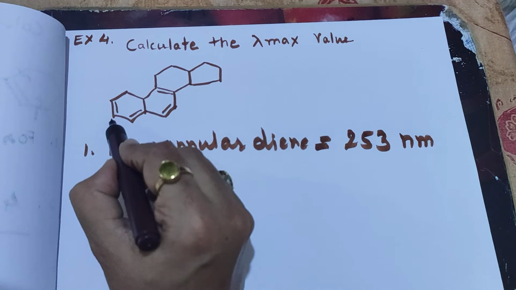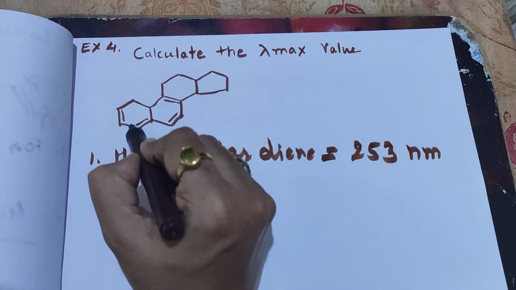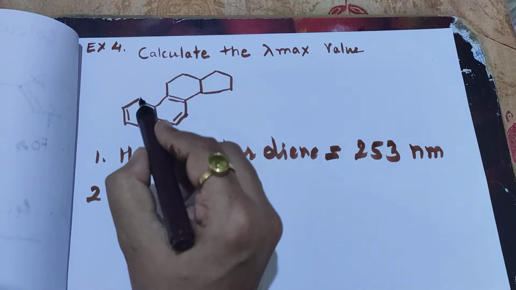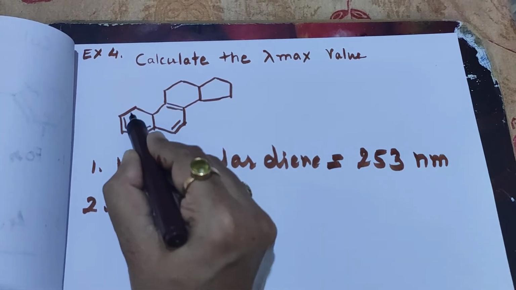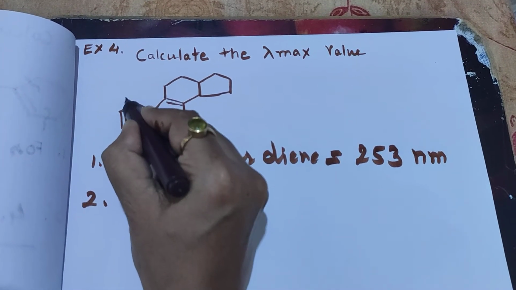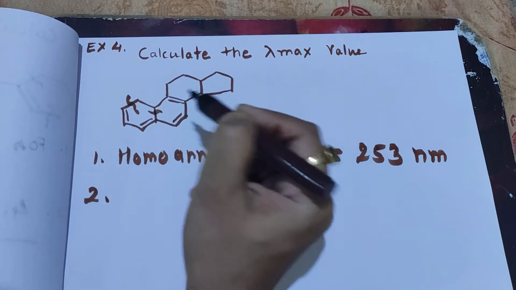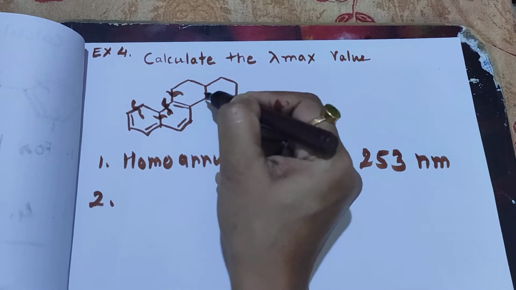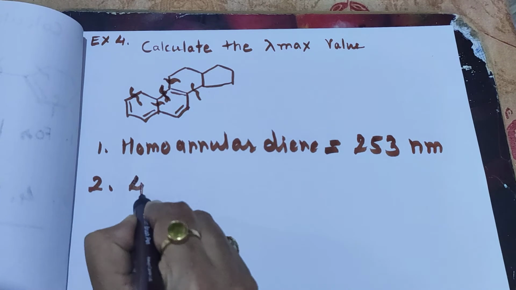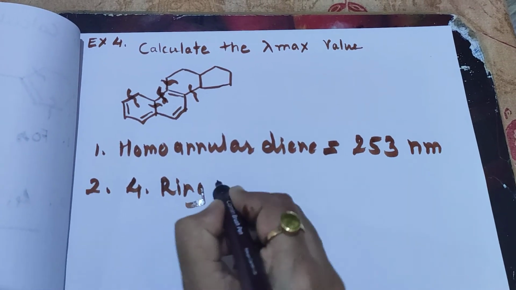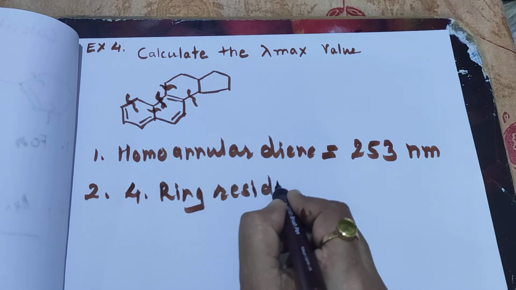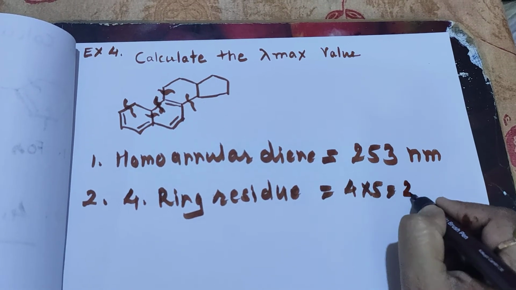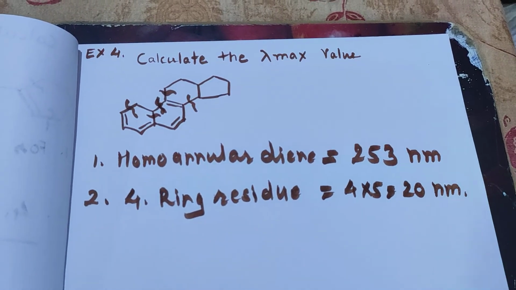Now if we consider this system, in order to take out this conjugated system, we have to cut this system from this point, second, third and fourth. So 4 ring residues are there. So 4 multiplied by 5 comes out to be 20 nanometer.